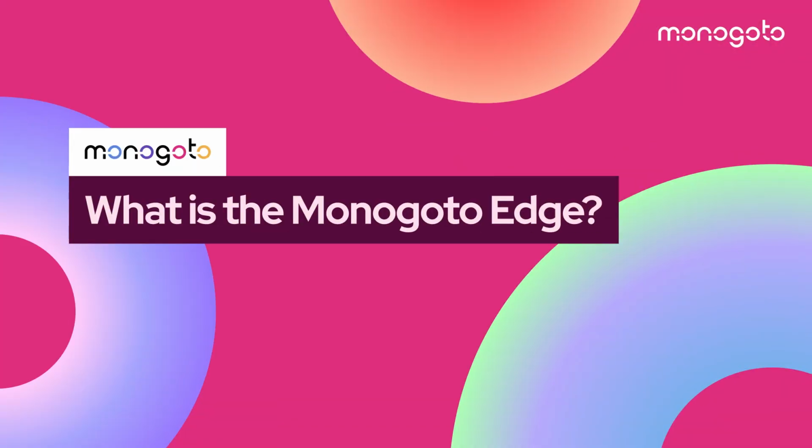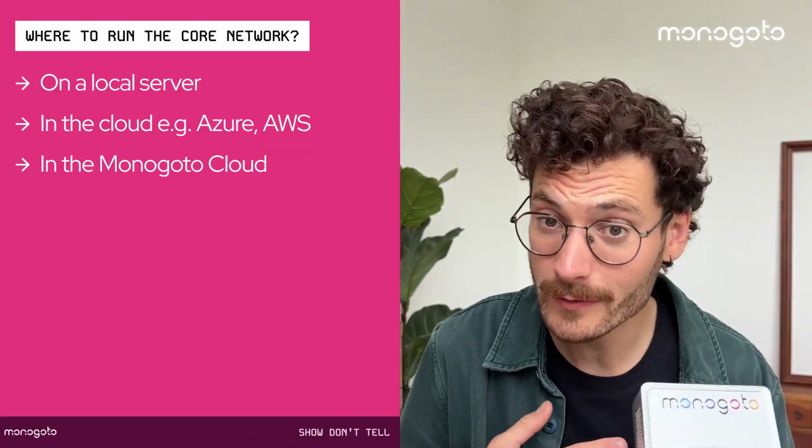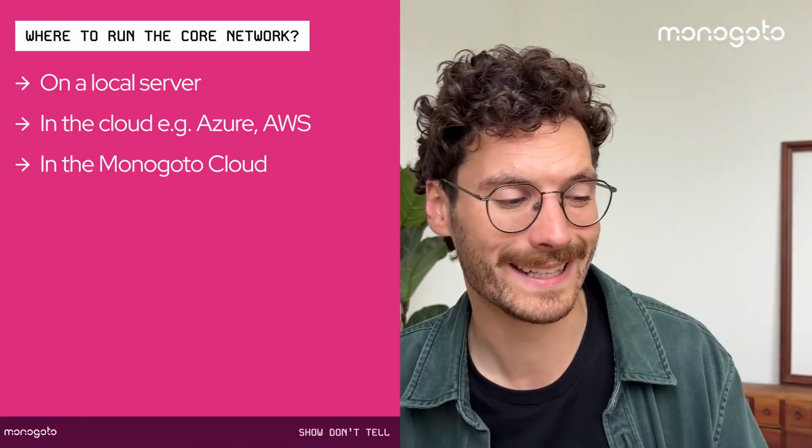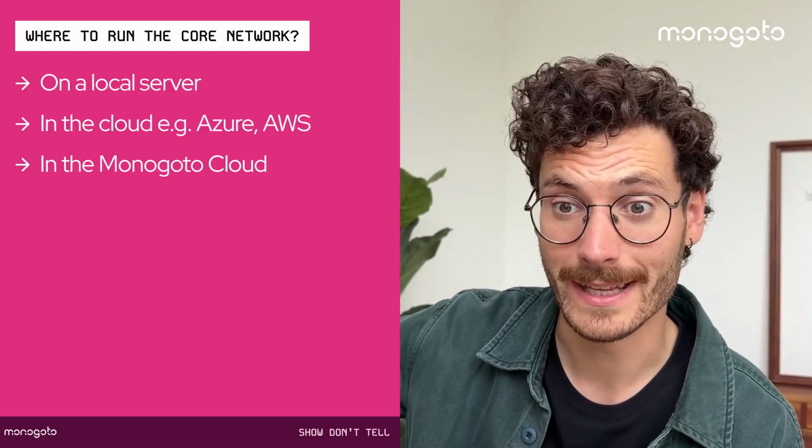Well, what is this Edge? Well, it's in fact not really about the box. It's about the software that runs on it, because it's about the Monogoto core network. And this piece of software you can run on a local server like this one, or you can run it somewhere in the cloud like AWS or Azure. And you can even let Monogoto run it in their cloud, but for less latency and more control and better security, it might be better to run it yourself.